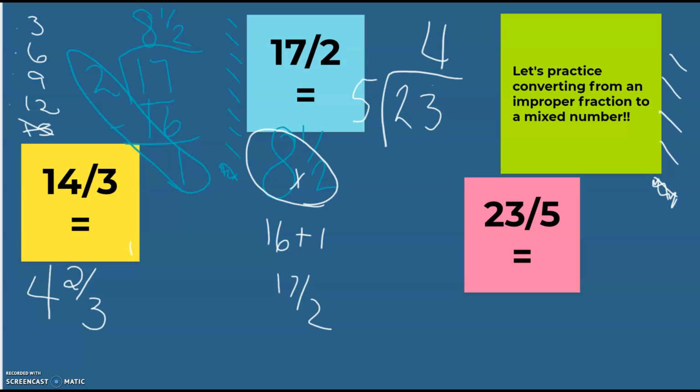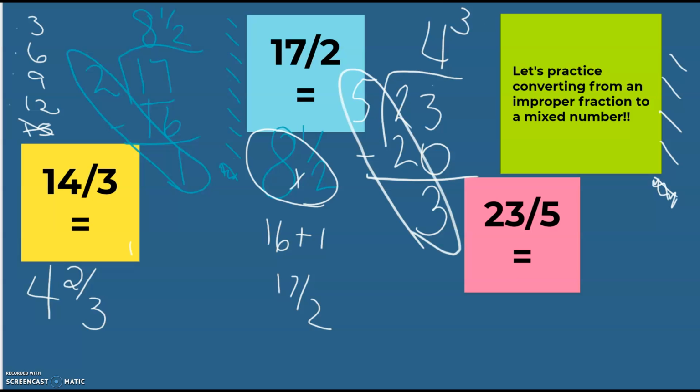I know I need 4 5s. And 5, 10, 15, 20. I know that 4 5s is 20. I'm going to subtract: 23 take away 20 is going to be 3. This is going to be my leftover fraction. 3 is my numerator and 5 is my denominator. So 23 fifths would be equal to 4 and 3 fifths.